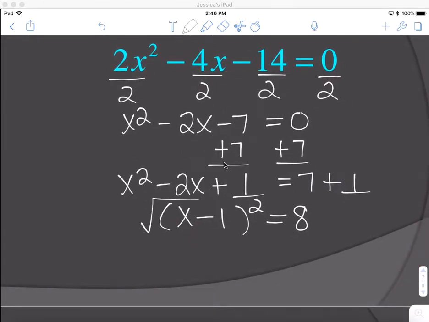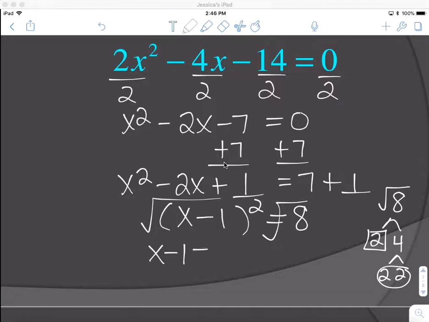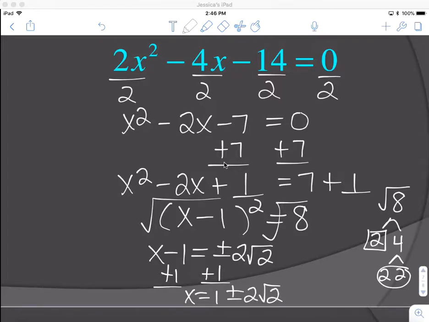From here, I'm going to square root both sides. And when I take the square root of 8, I can't take the square root, but I can simplify it. 8 breaks down to 2 and 4, which breaks down to 2 and 2. I have a pair of 2's with another 2 left over. So to write this in simplified form, x minus 1 equals plus or minus 2 square root 2. You always want to simplify your square roots if possible. My last step is to add the 1 over, making this 1 plus or minus 2 square root 2. I cannot combine those because of the square root sign, so I'm done.